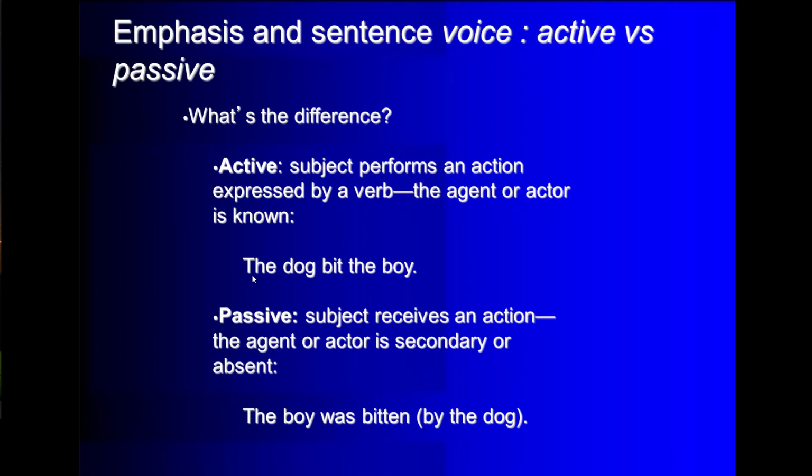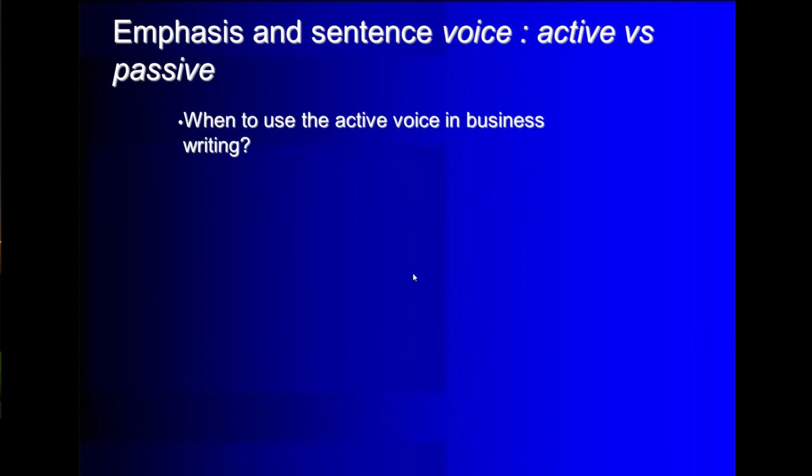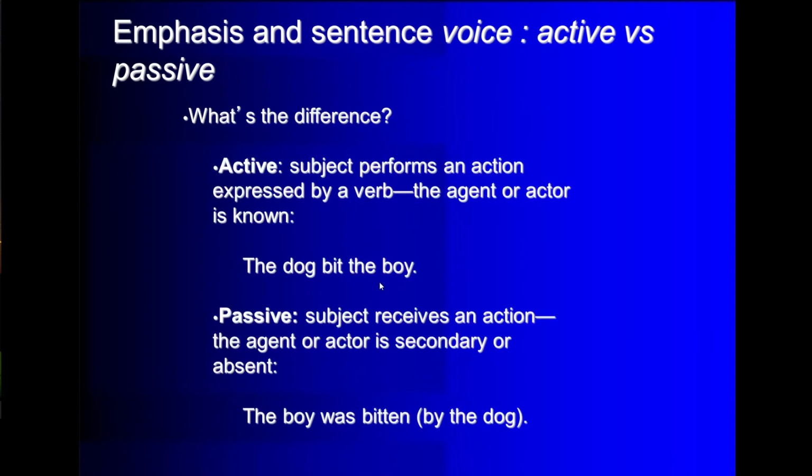So look at this sentence. The dog bit the boy. Okay. The dog bit the boy. It could be the boy bit the dog. Either way, it is an active sentence because you know who is biting and who is bit. The dog is the actor and the action is biting and the object of that action is the boy.